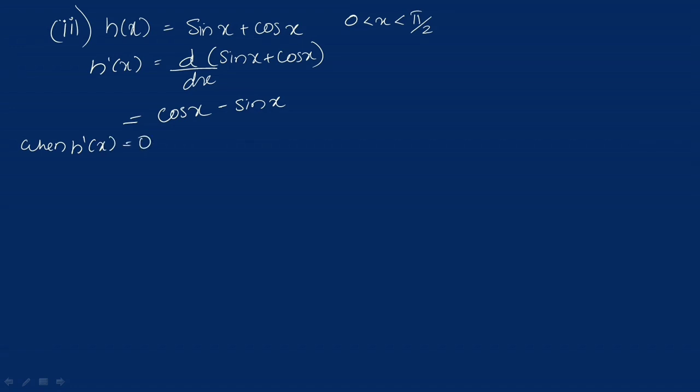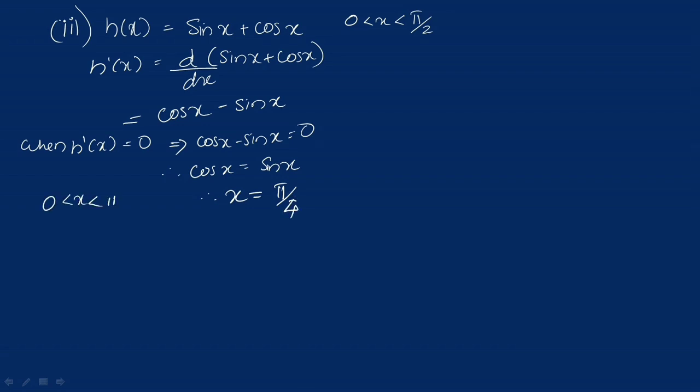When h dash of x is equal to 0, we have cos x minus sin x equal to 0, where cos x is equal to sin x. So at the time when cos x is equal to sin x, between 0 and pi by 2, the range of x should be from 0 to pi by 2, we have the value of x as pi by 4.